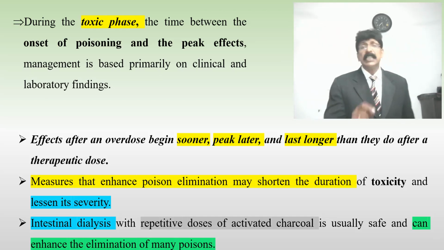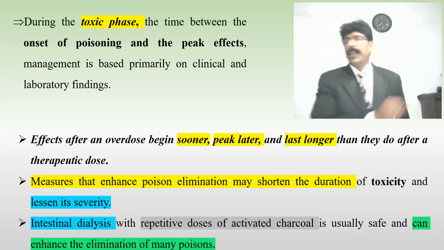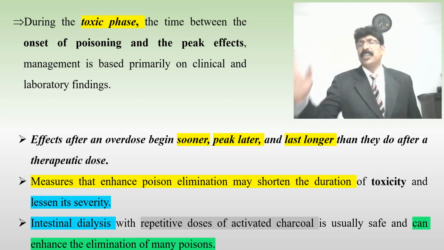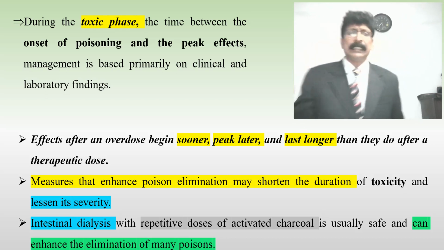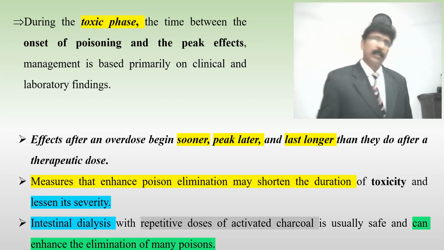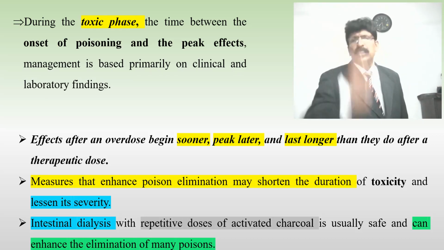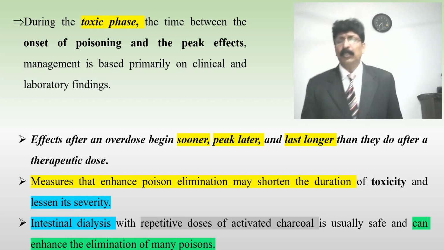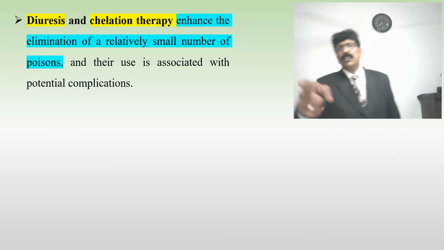So the measures that enhance poison elimination may shorten the duration of the toxicity and lessen the severity. It will lessen the severity if you enhance the excretion or the elimination. Intestinal dialysis and repeated doses of activated charcoal are usually safe and can enhance the elimination of any poisons. Diuresis is also another treatment.